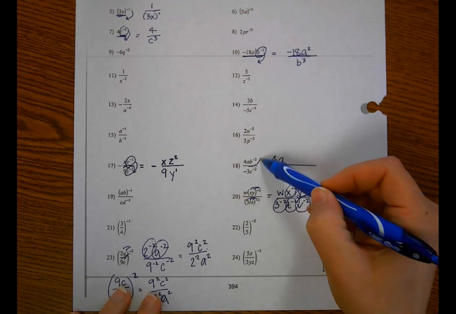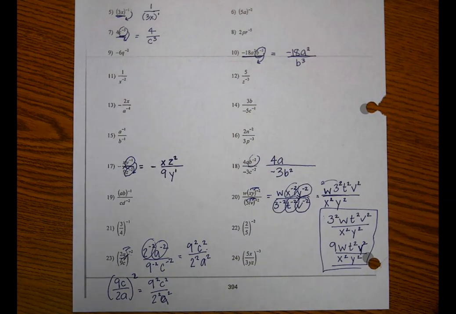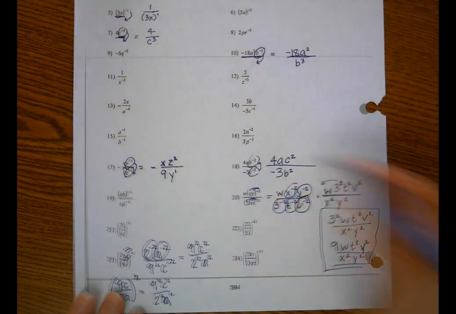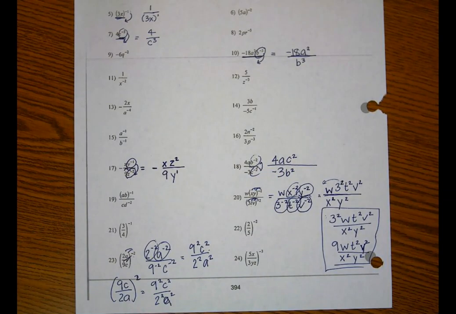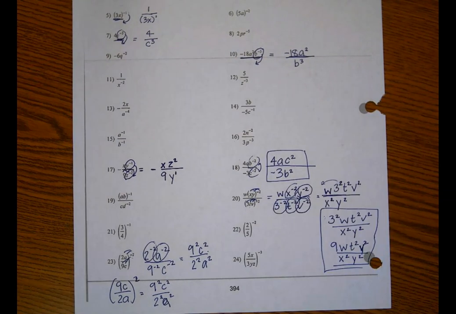Then I'm going to move this b to the negative 2 down so that it becomes positive. And then I'm going to move the c to the negative 2 up so that it becomes positive. And now I have moved all of my negative exponents and my answer only has positive exponents.